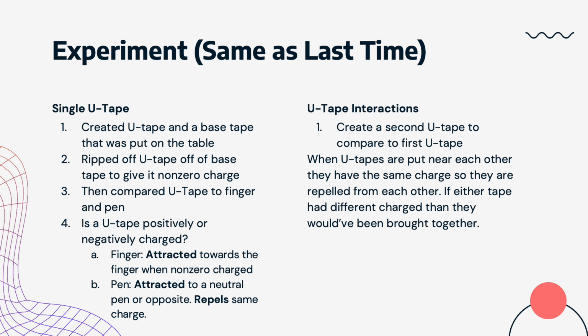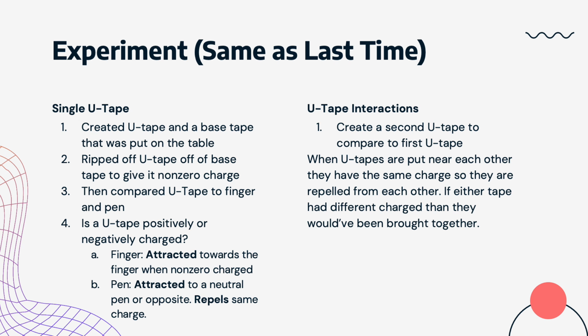First, we started with a single U-tape. We created the U-tape and a base tape that was put on the table, then ripped the U-tape off of the base tape to give it non-zero charge. We then compared the U-tape to a finger and pin and asked, is the U-tape positively or negatively charged? We found that it was attracted towards the finger when non-zero charged, attracted to a neutral pin or opposite charge, and it repels the same charge.